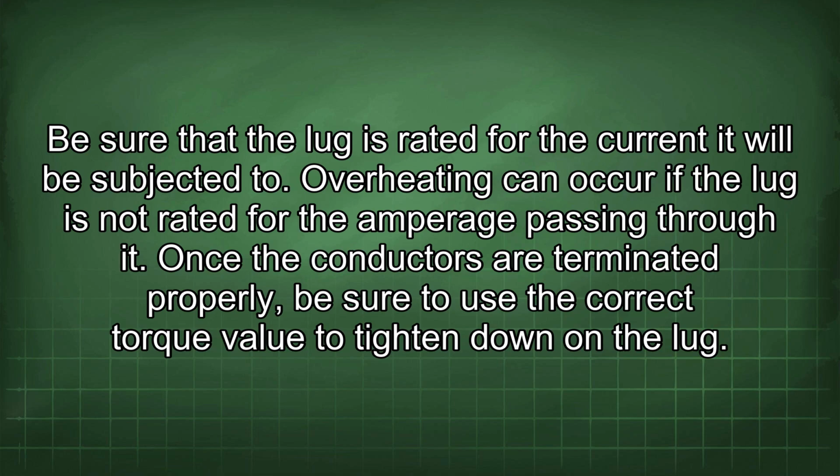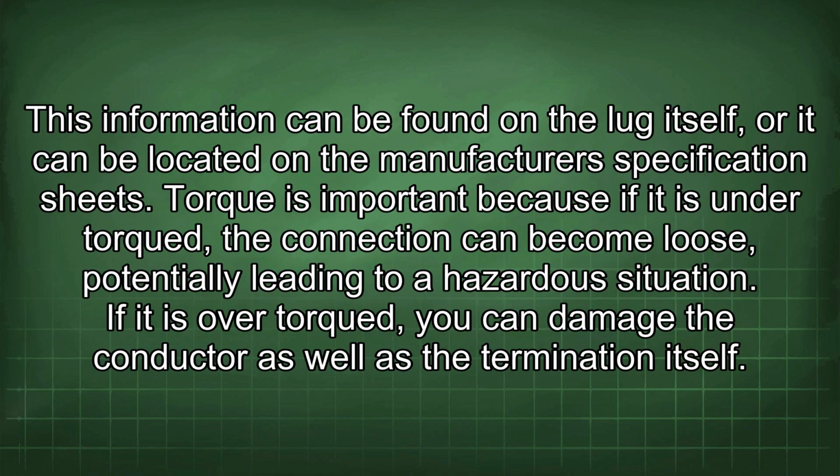Once the conductors are terminated properly, be sure to use the correct torque value to tighten down on the lug. This information can be found on the lug itself, or it can be located on the manufacturer's specification sheets. Torque is important because if it is under-torqued, the connection can become loose, potentially leading to a hazardous situation. If it is over-torqued, you can damage the conductor as well as the termination itself.